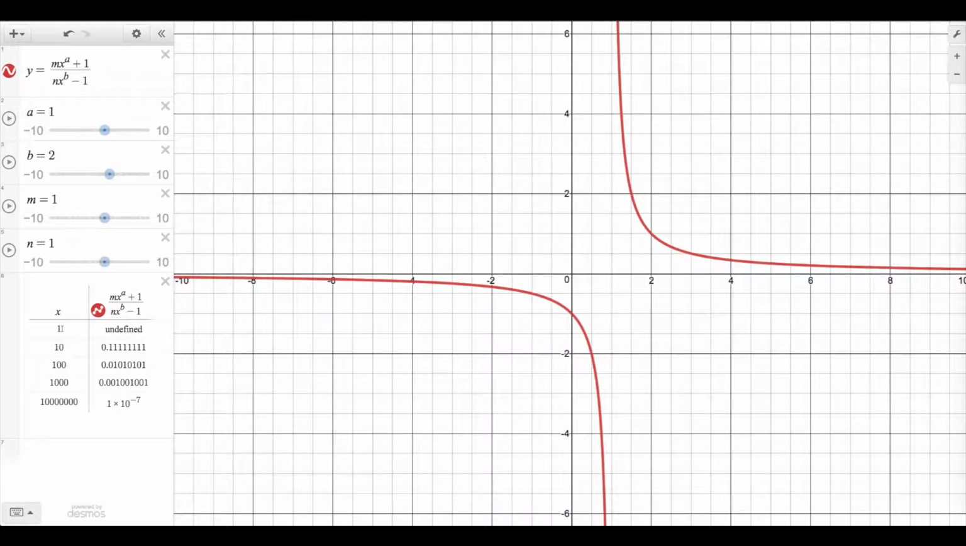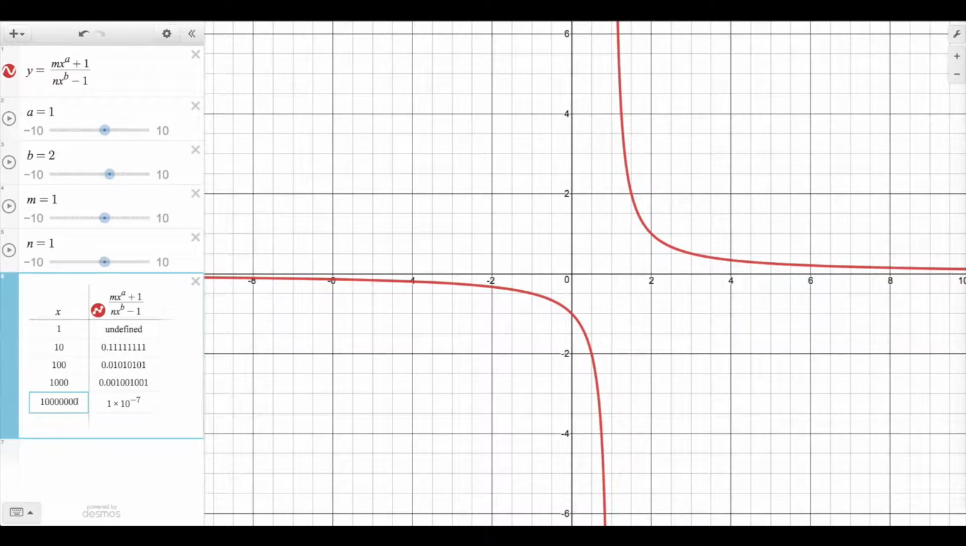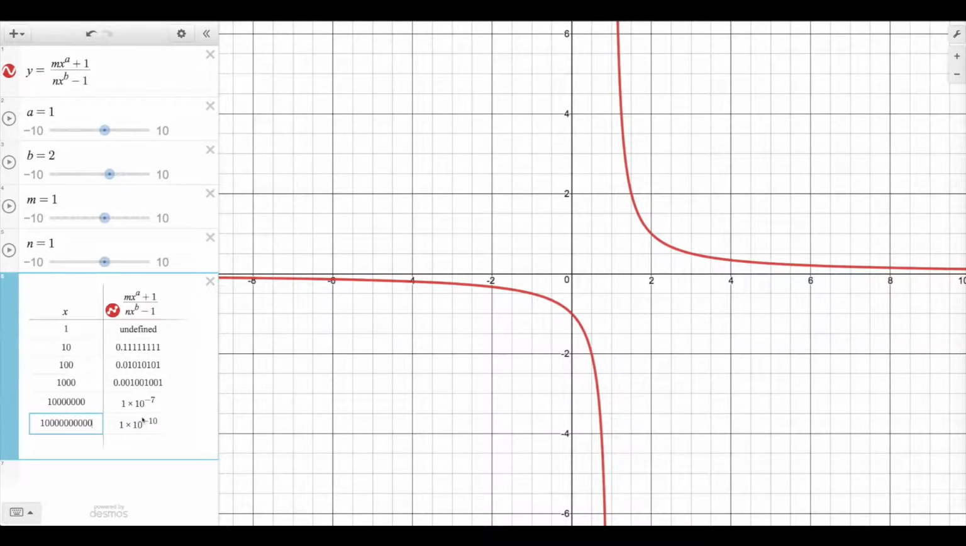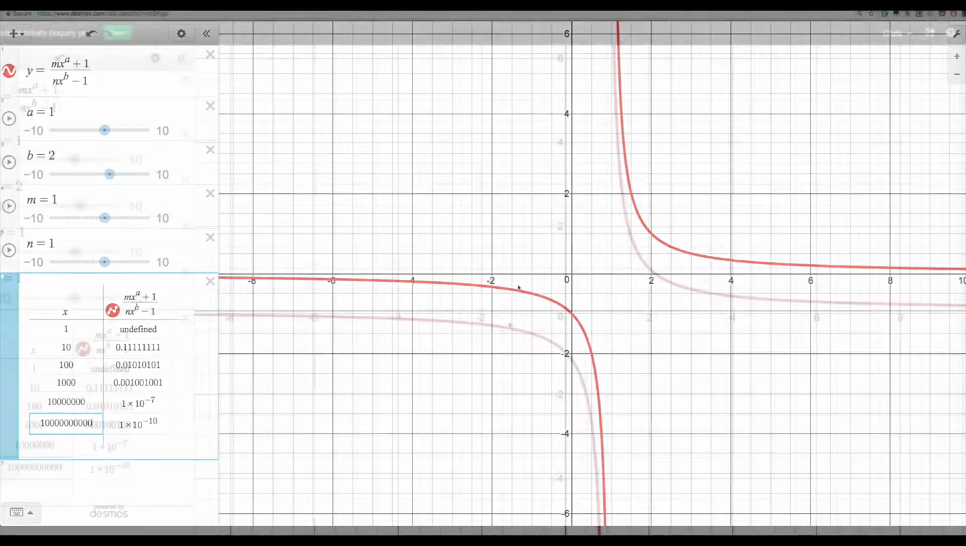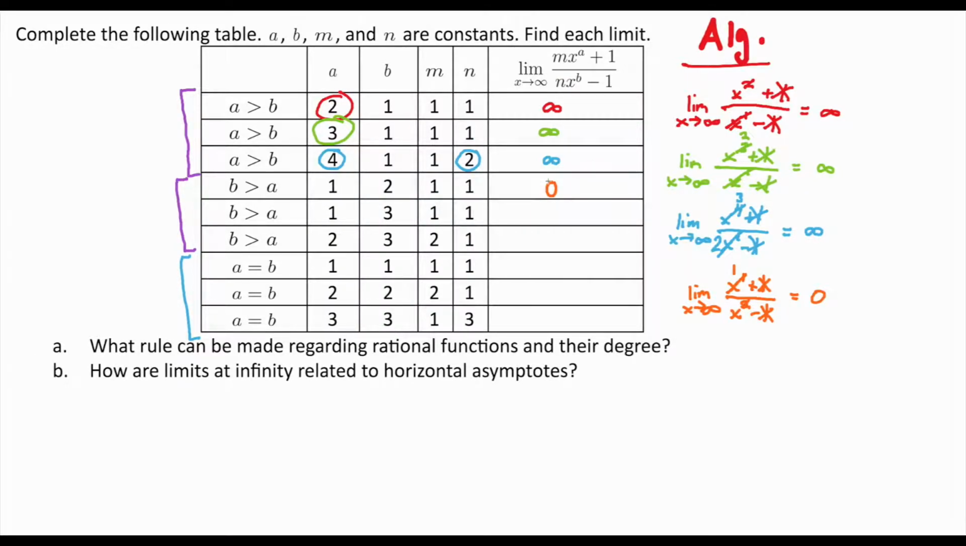And numerically, this numeric table right here shows that as x is getting bigger, the y is 0.111 repeating, then it's 0.01, it's getting smaller, and then it's getting smaller again, and it's even getting really small, 10 to the negative 7th. Now if I added a number in here that's even bigger, you'll notice it just keeps getting smaller and smaller and smaller as you go to infinity. It's never actually reaching 0, but it's getting infinitesimally closer to 0. So basically, this 0 checks out right here. Okay, let's check the next one and see if that same rule applies.